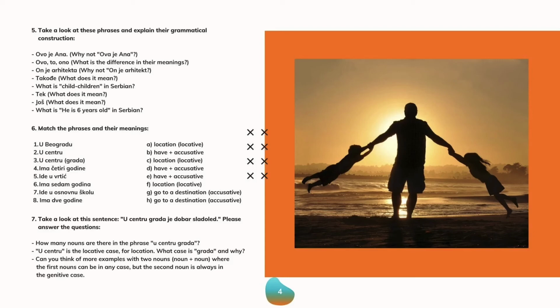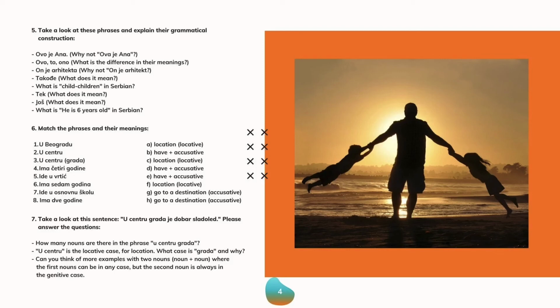Now let's analyze the sentence u centru grada je dobar sladoled in exercise 7. So let's answer the questions. How many nouns are there in the phrase u centru grada? Well, we have 2 nouns, centar and grad. However, they take specific case forms. U centru is the locative case because it's the location, but then grada is the genitive case.